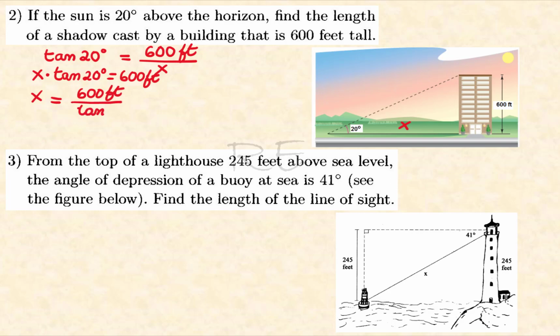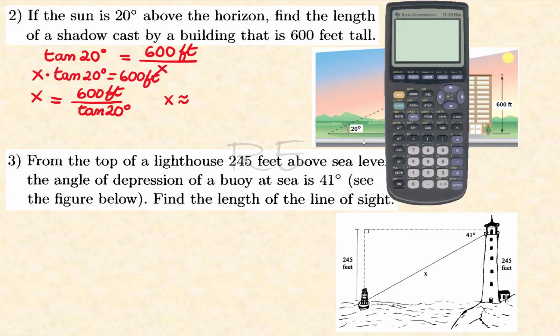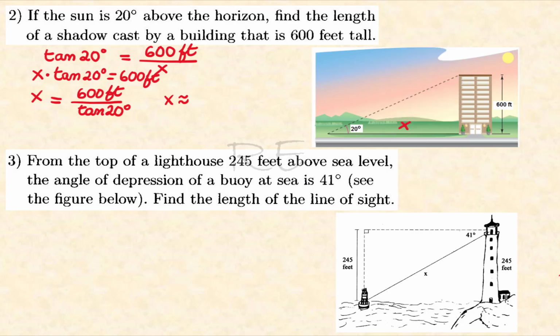tangent 20 degrees. So x is approximately 600 divided by tangent 20 degrees. Our answer is 1648.48. So it's approximately 1648 feet.